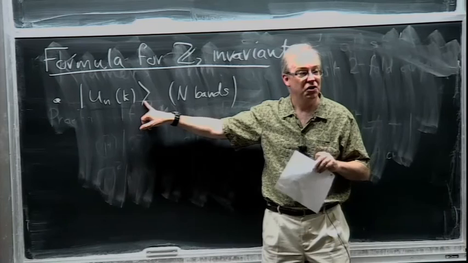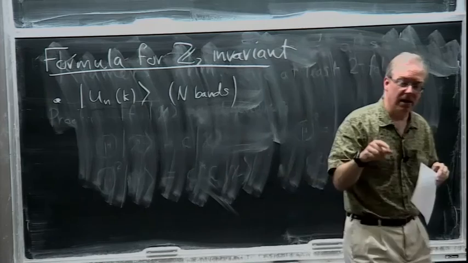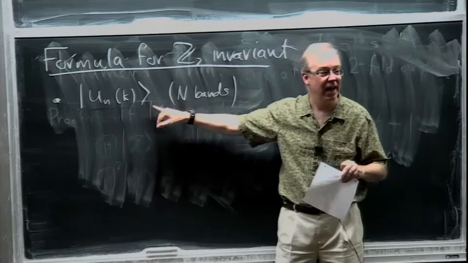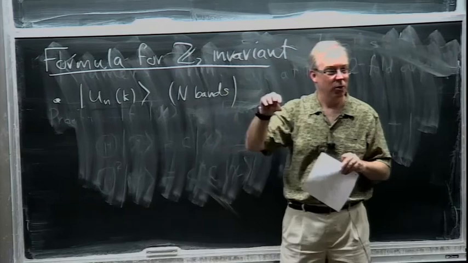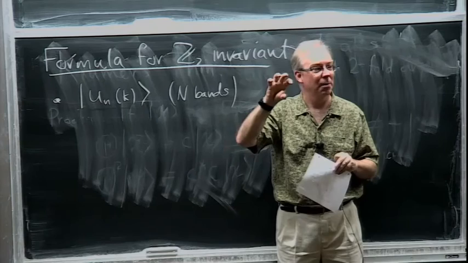Okay? Now, if you're going to do this numerically, then the fact that this continuous gauge is guaranteed to exist is, you know, numerically non-trivial, because when you do it on a computer, you diagonalize your Hamiltonian for every value of k, your computer gives you some eigenvector, and it's not guaranteed to be continuous.